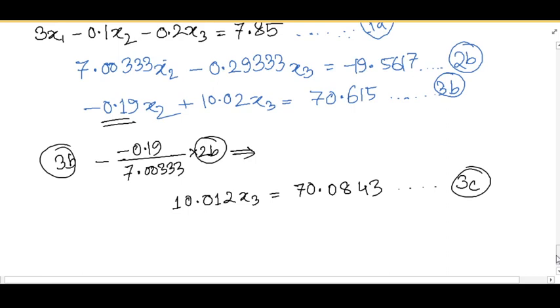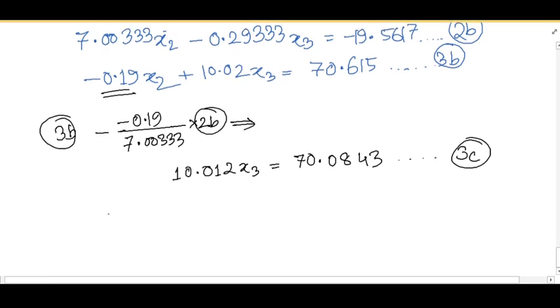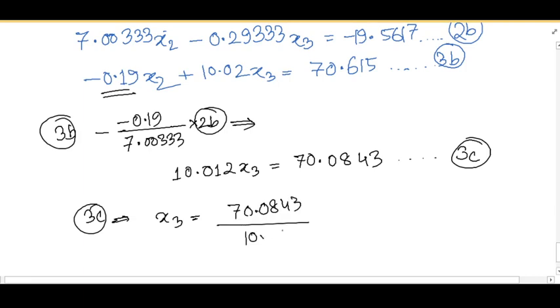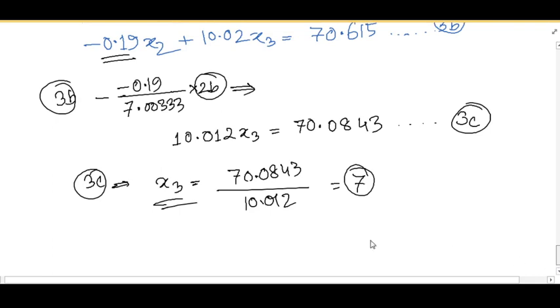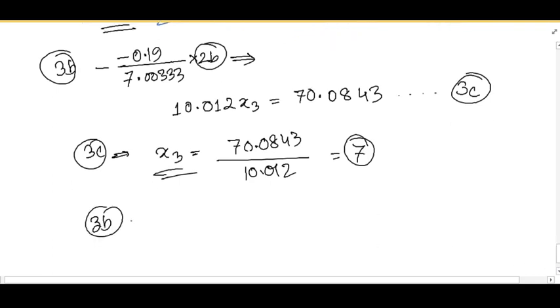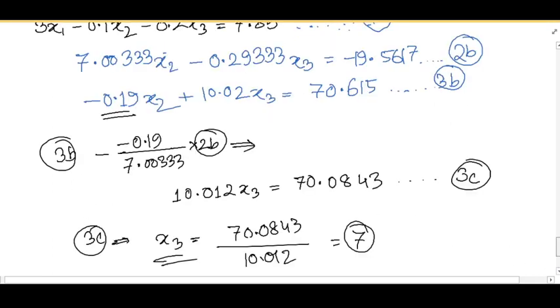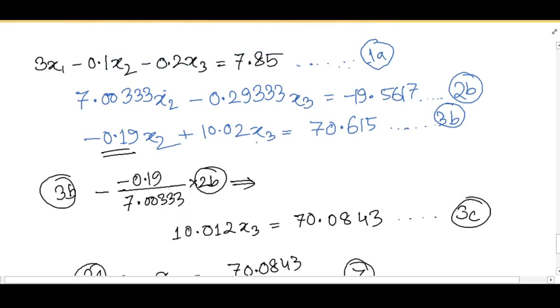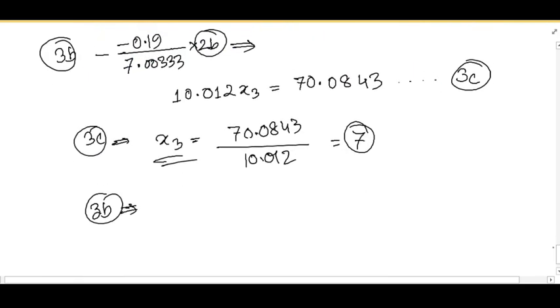And now the back substitution starts from 3c. From 3c we can easily calculate x3 as 70.0843 divided by 10.012, and this will be almost equal to 7. So 7, we can say, is the value of x3 we have calculated. Now from 3b we'll be calculating the value of x2, as we know the value of x3 in this case, so only x2 remains.